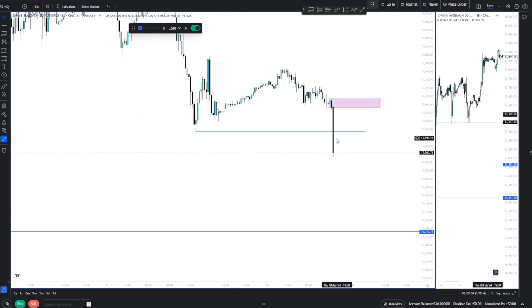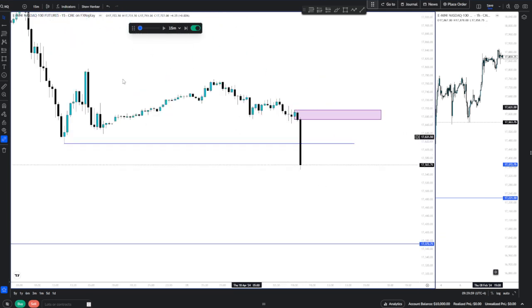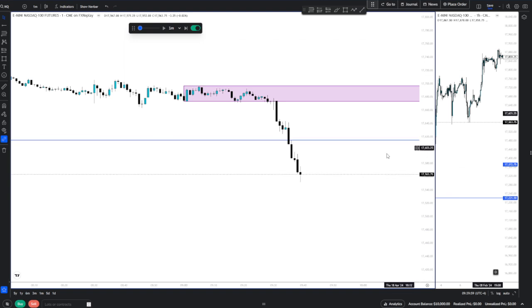So on open, I would be hoping for a pump back up to here, maybe get a short out of this 15-minute responsible. That would be what I was kind of looking for. Let's go down to 1 minute. Our day is pretty much set up here.